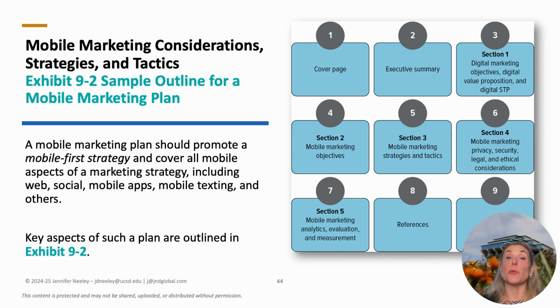A successful mobile marketing plan should adopt a mobile first strategy, addressing all mobile components of a marketing approach. This plan includes essential elements such as digital objectives, marketing objectives, strategies, and tactics. We should also include privacy considerations and performance measurement. In Exhibit 9-2, we see an outline of these key sections guiding marketers in developing a comprehensive mobile marketing strategy.